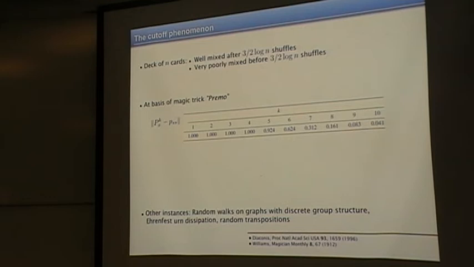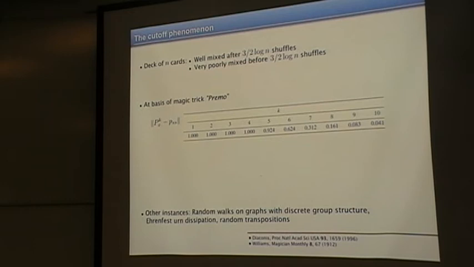That's the cutoff phenomenon. It is mathematically provable that this is well mixed after 3/2 log n shuffles, and very poorly mixed before that. This is apparently used in a magic trick called Primo, where you give the deck to the audience, let them pick a card, put it back, and you shuffle, let somebody else shuffle, and guess again what the card was in the first place. This is a well-known magician's trick that apparently uses that kind of phenomenon.